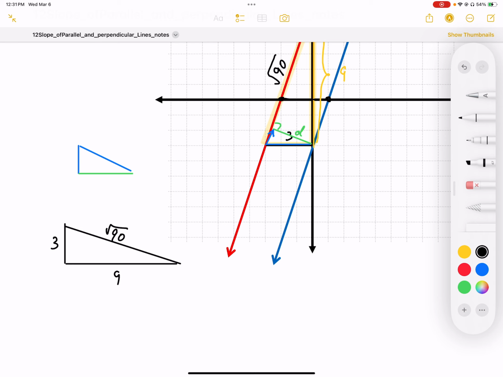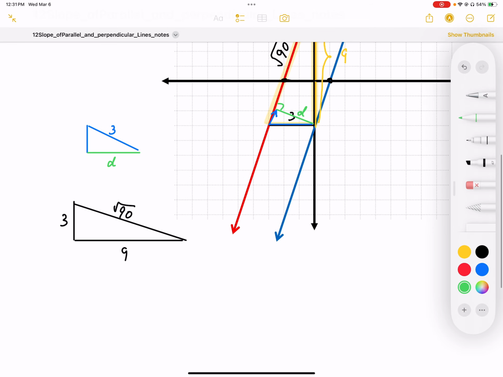And we know that these sides relate to each other. In fact, we have this length here of 3, and we have this length of d, which we're trying to find. And we can just set up a ratio to solve this problem. I know that d over 3, comparing the side d to side 3, is going to be the same as comparing 9, the horizontal length, to the hypotenuse length of root 90. Solving for d, I get 27 over root 90.